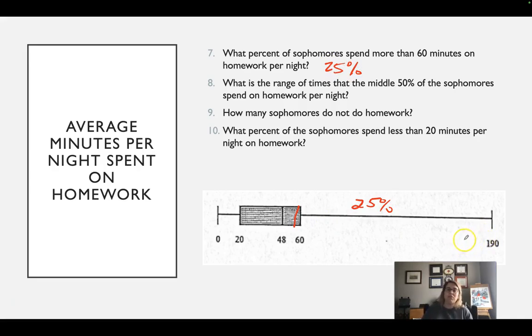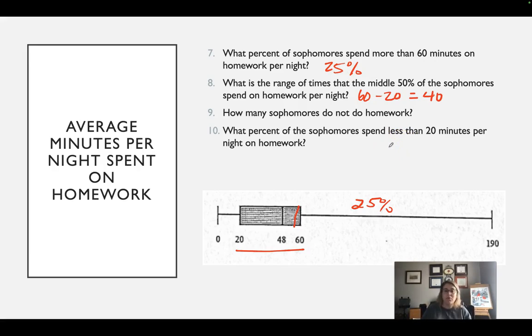What is the range of times that the middle 50% of sophomores spend on their homework? So the middle is this box. So that means 60 minus 20, which means 40 minutes is the range of minutes spent on homework each night. So anywhere from 20 to 60 minutes.